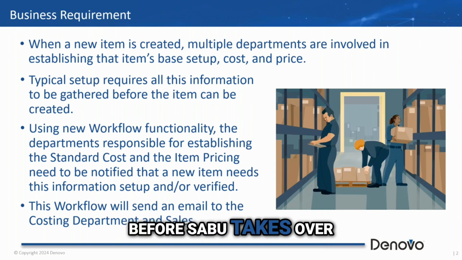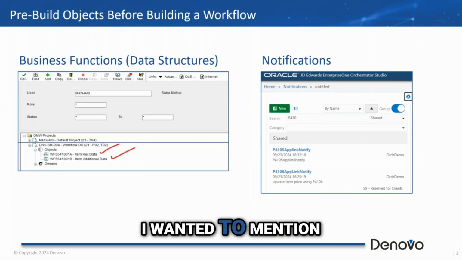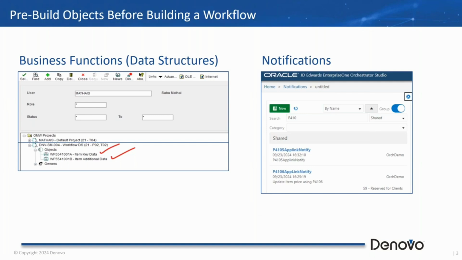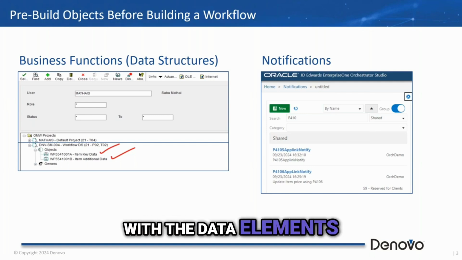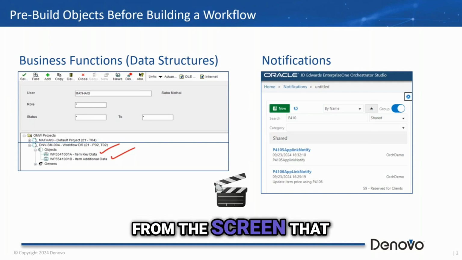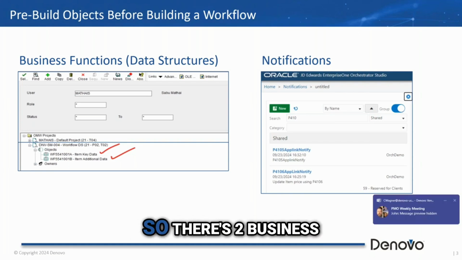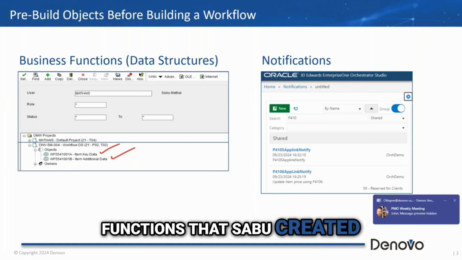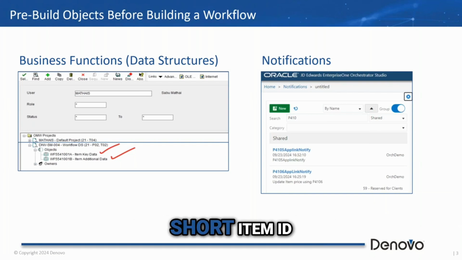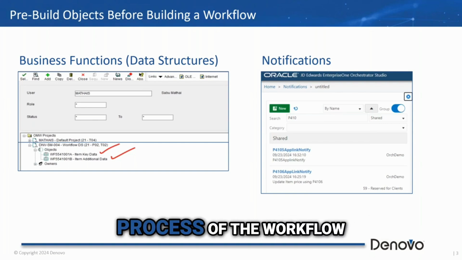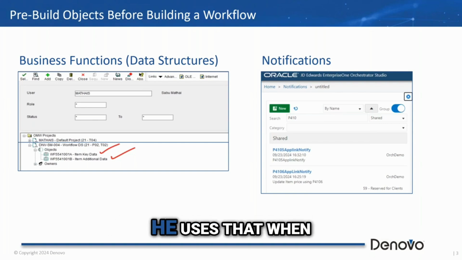Before Sabu takes over to do the workflow setup itself, I wanted to mention a couple of the building blocks he will be using to build a workflow. Every workflow needs business functions with the data elements to connect the information from the screen that it's going to be triggered from, and bring it along the entirety of the workflow's life. So there are two business functions that Sabu created, one with just the short item ID, and the second with other additional item information that he may want to use along the process of the workflow. And you'll see how he uses that when he builds it.